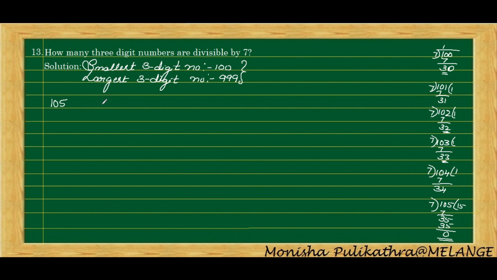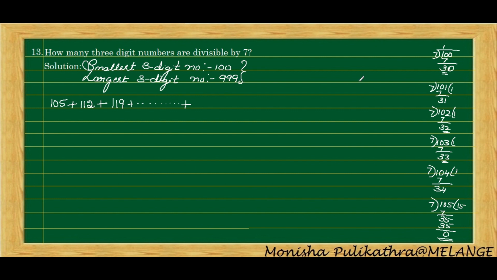After knowing the first one, the next consecutive numbers are easy to find. We just need to add 7 to that. So 105 plus 7 is 112. This is the next 3-digit number. Next, 112 plus 7 is 119, and so on. Next we need to know the largest 3-digit number which is divisible by 7.